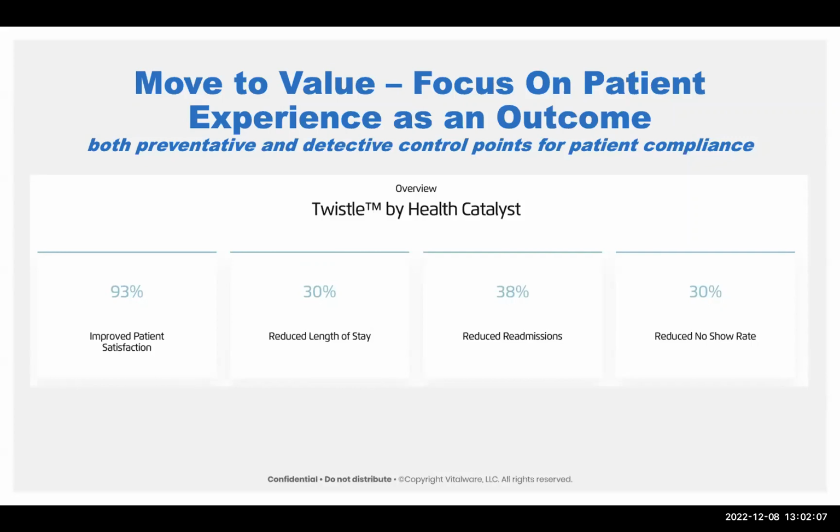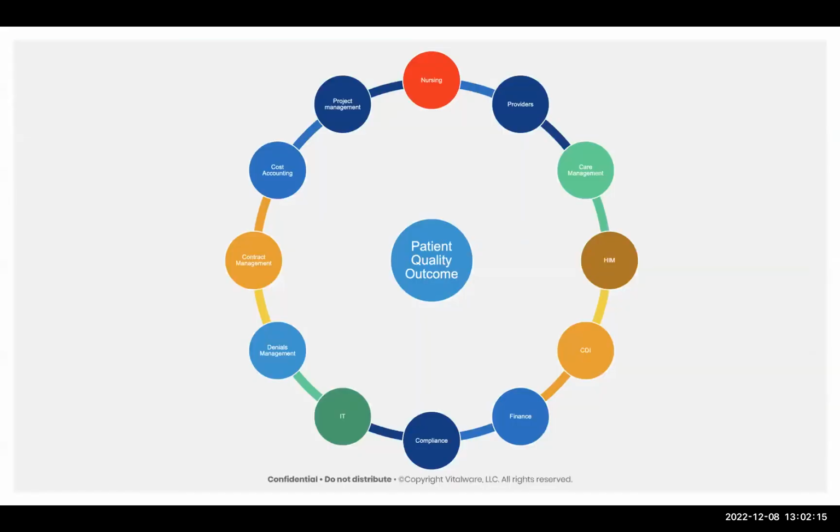So again, when we focus on the patient experience as the outcome, we do a lot better than just focusing on fee for service. Then the human component, and you're going to need the slide deck to expand this and look. But there are a lot of players: nursing, medical providers, care management, HIM, CDI, finance, compliance, IT, denials management, contract management, cost accounting, project management. All of these individuals affect the patient quality outcome in some fashion. It can be any or all of these that are involved.